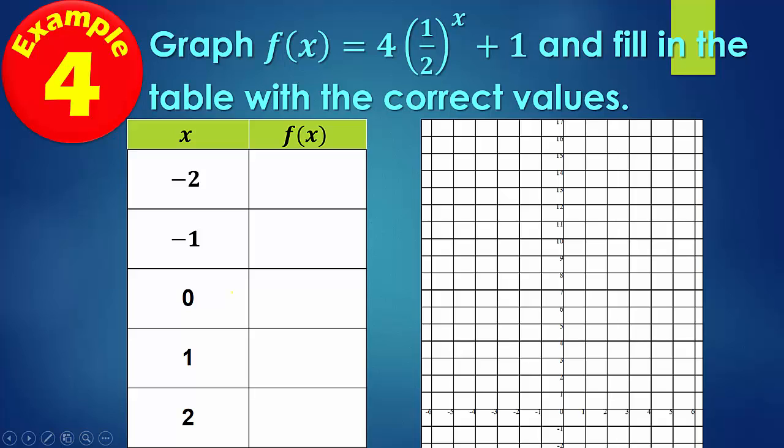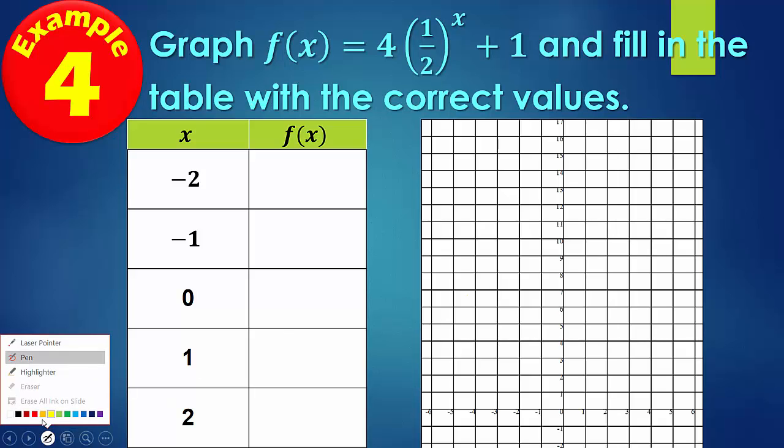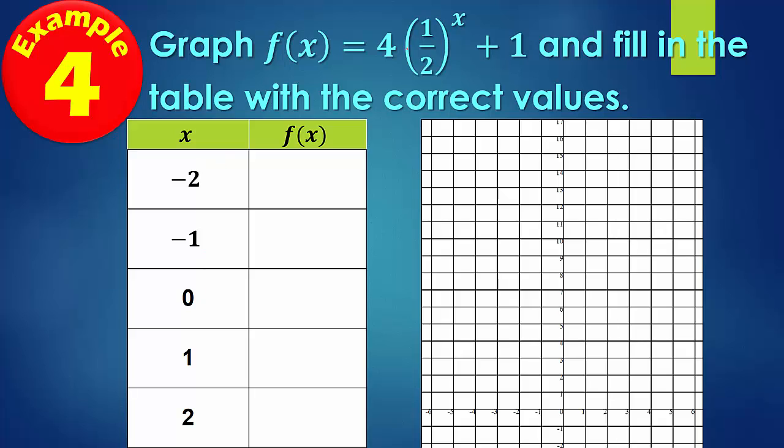All right, next example. Graph f of x equals 4 times 1/2 to the x, plus 1, and fill in the table with the correct values. So we're just going to go through and solve this. Start off again by making your table here and just plugging in these numbers. 4 times 1/2 to the negative 2nd power. Remember, to make that positive, we're going to make that 4 times 2 squared. So that's going to be 16.